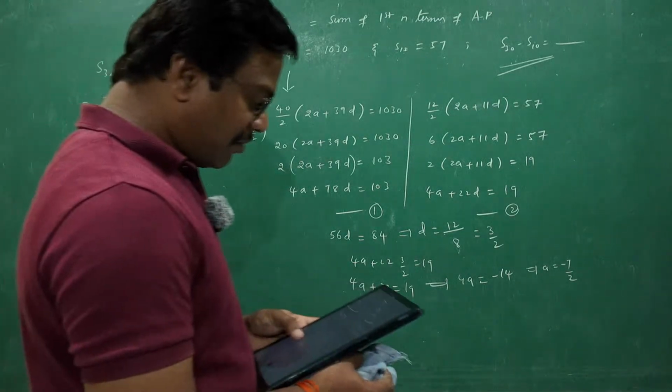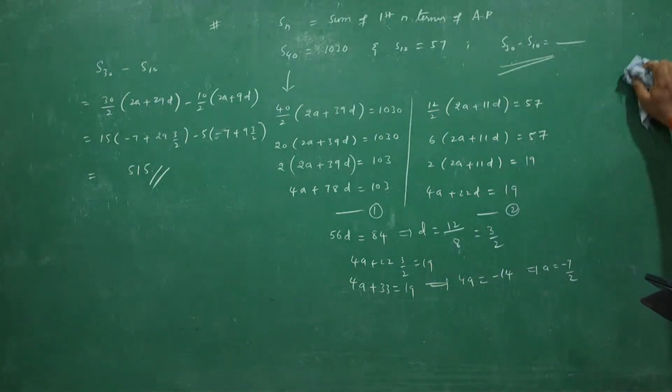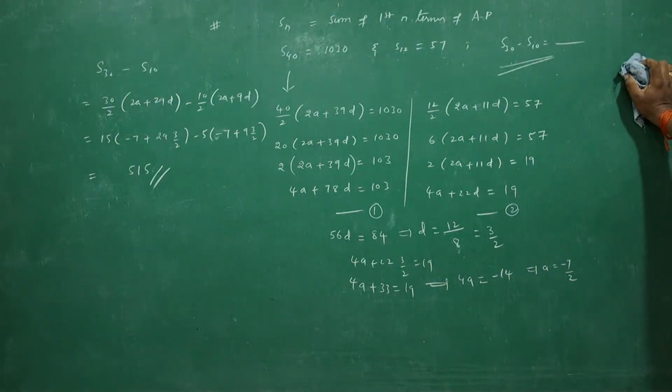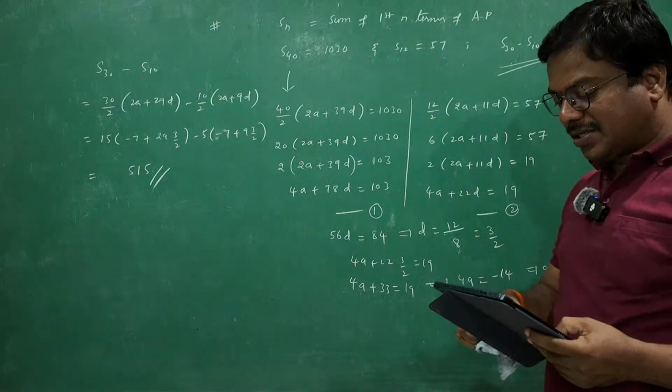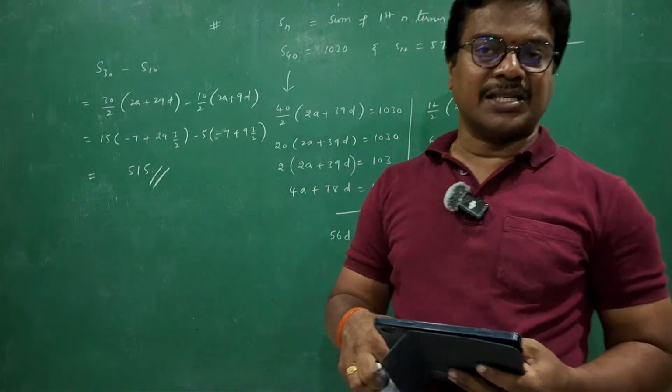Next question from the areas topic. The area enclosed by the curves y equal to e power x, y equal to modulus of e power x minus 1, and the y axis is given.